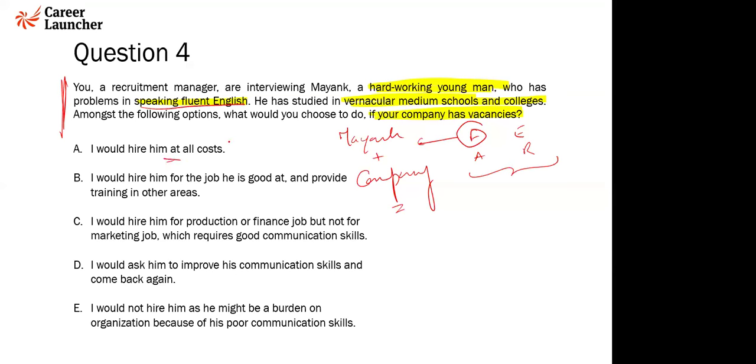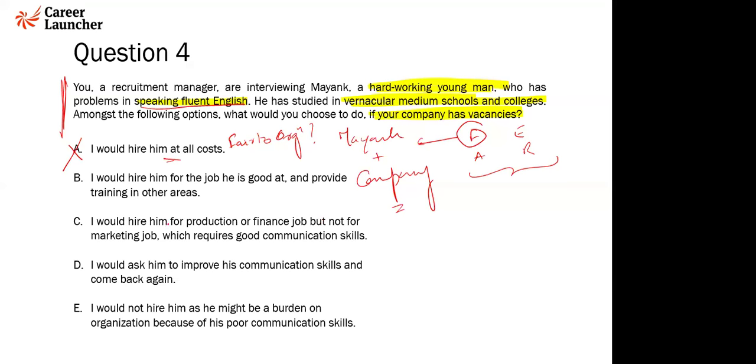I would hire him at all costs. You are not being fair to the company. You are not being fair to the organization. You are not running a charity. As an organization, you have certain goals which you have to meet. So you have to be fair to the organization and pick up the person only if he or she is going to be beneficial for the organization. So A is definitely a wrong choice.